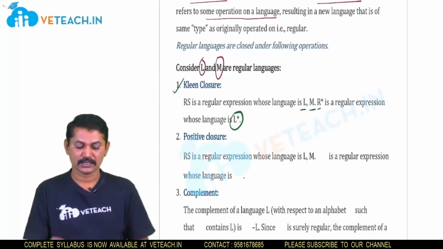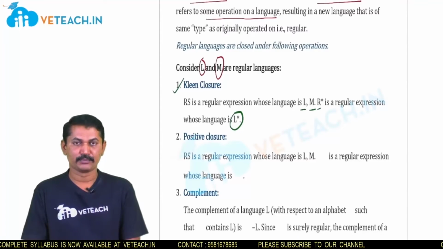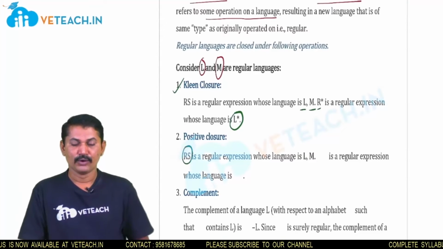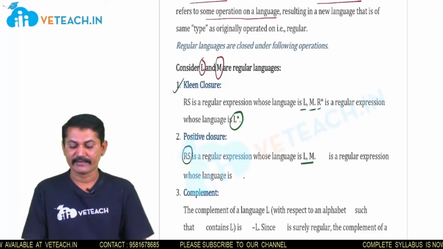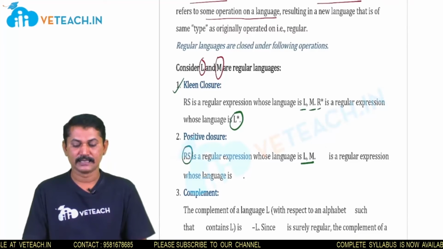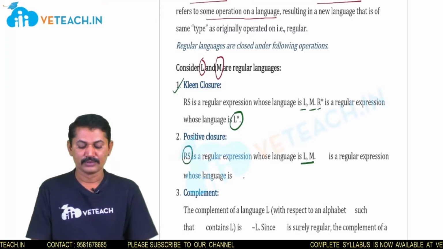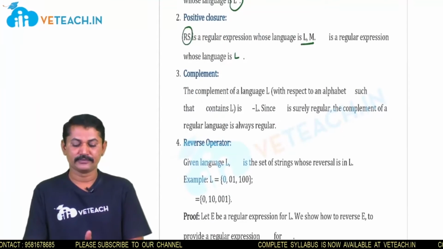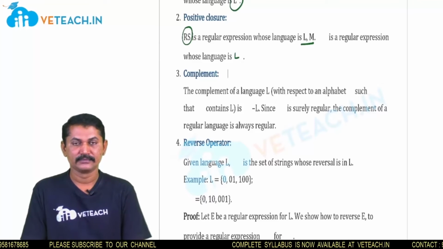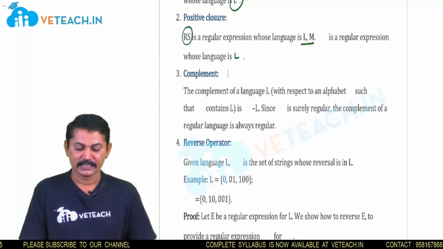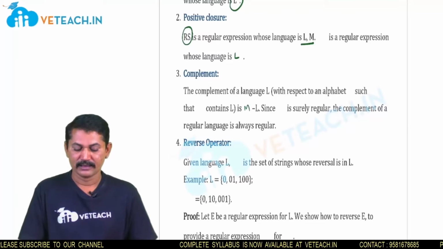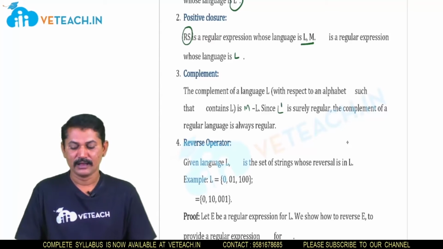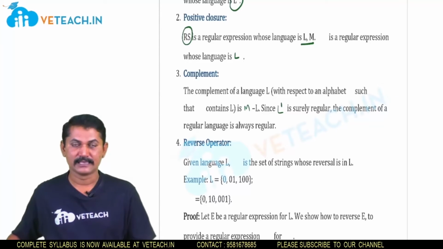Next one is positive closure. R plus, that means the language that is produced on the language, is a regular expression whose language is L, where we are not considering the R star. Next one is complement. The complement of the language L with respect to the alphabet: since L is regular, L dash is the regular complement of the given language.